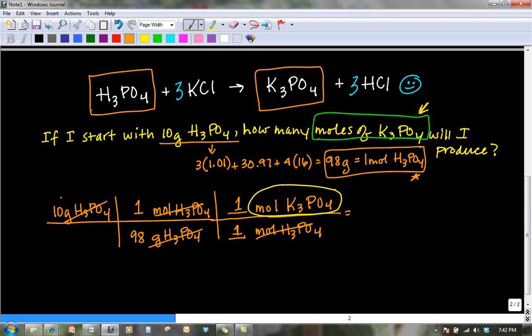All I have to do now is multiply and divide. So I'm going to multiply 10 times 1 times 1, which is simply 10. And on the bottom, 98 times 1 is 98. So to get my answer, I'm going to divide 10 by 98. And my answer is 0.10 moles of potassium phosphate. And that's my final answer. I hope that this helps you with your homework.